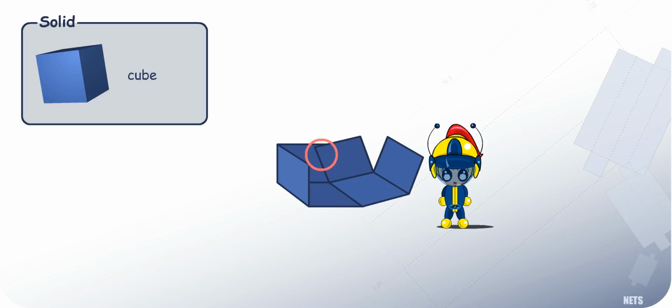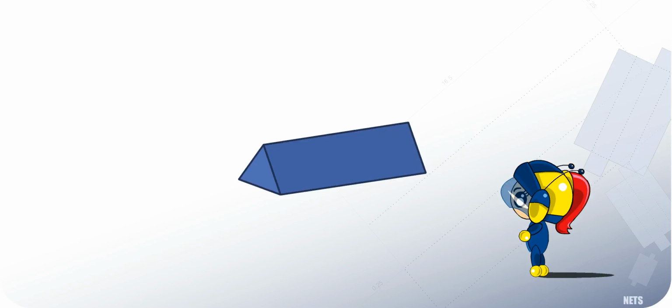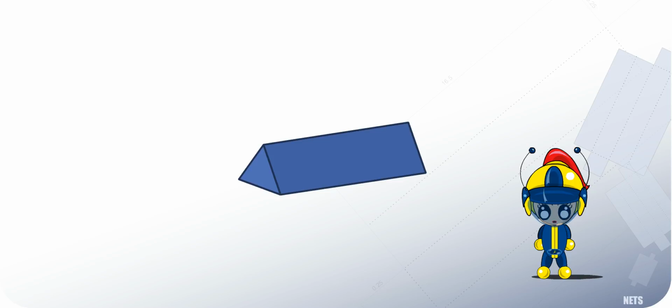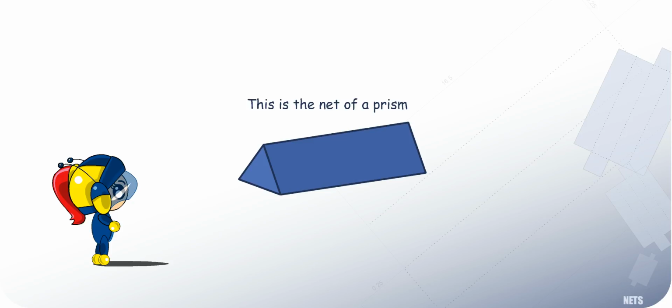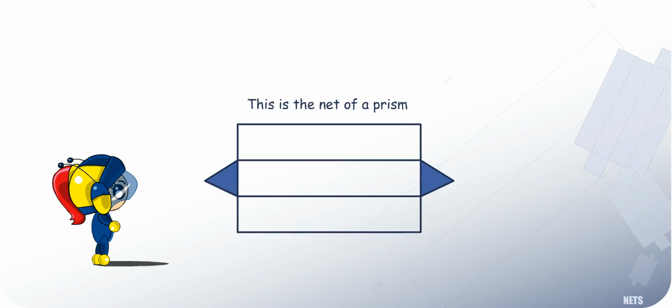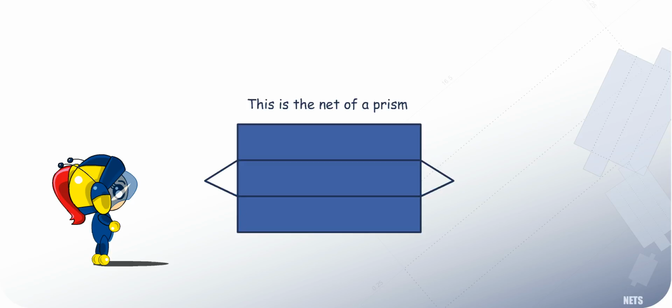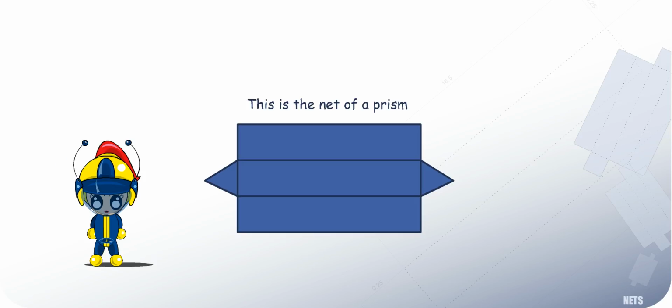There is also another net which you have to know. That is the net of a prism. Can you tell me what will be the shapes that will make up its net? I can see 2 shapes, triangle and rectangle. That's correct, Turbo Girl. This is the net of a prism. Its total surface is made up of 2 triangles and 3 rectangles. Again, it is important to make sure that all the surfaces are aligned and do not overlap when folded and joined.